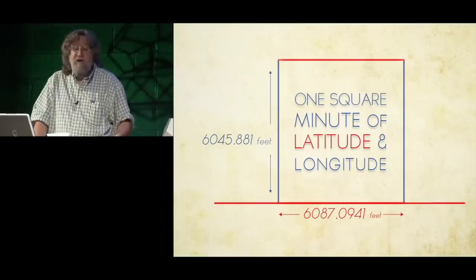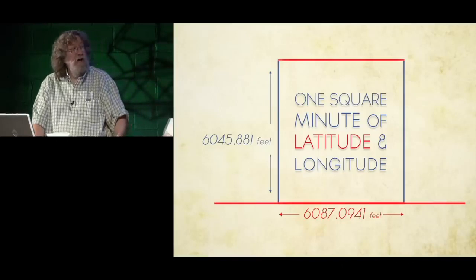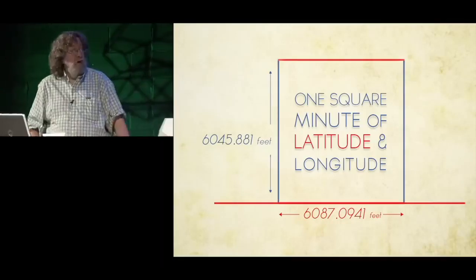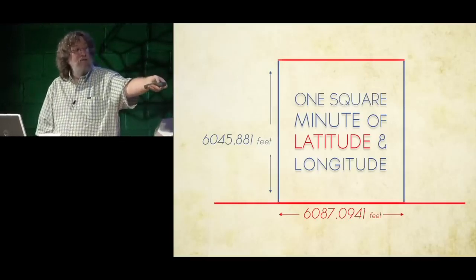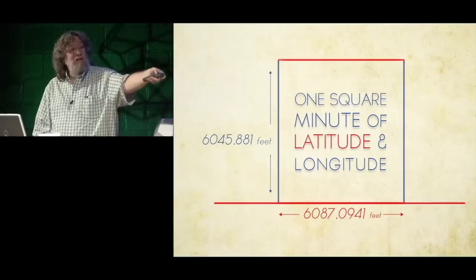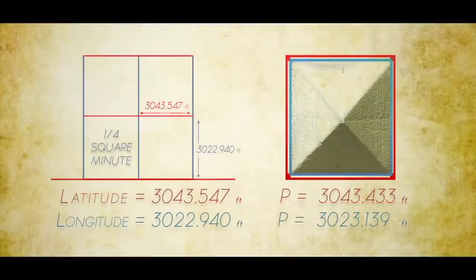Okay, now we're going to divide each of those lengths into 2. We're going to divide our square minute into 1/4 sections. And here's what I want you to notice. When we do that, we take 1/4 of a square minute of latitude and longitude. Look at our dimension east to west, and look at our dimension north to south. And look at these 2 numbers.